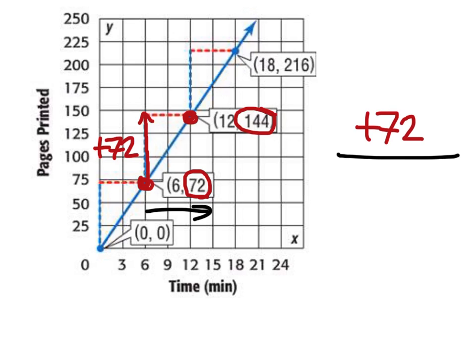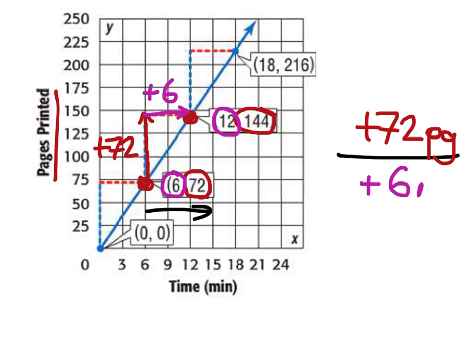Let's label this. What are my y values represented by? Pages printed. I'm just going to put pages. That's fine. What's my change in x? Well, I went from 6 to 12. So it increased by 6. And very good. It's in minutes.